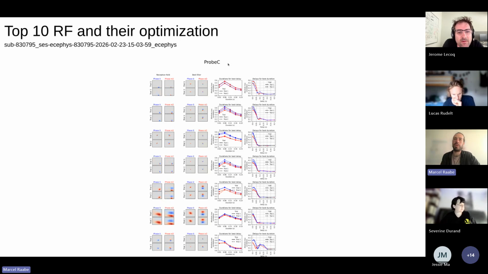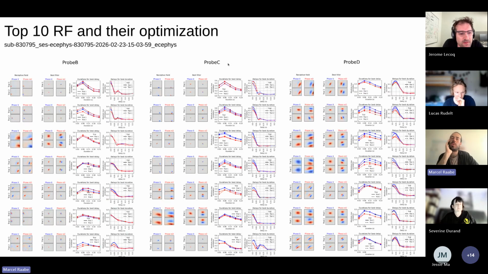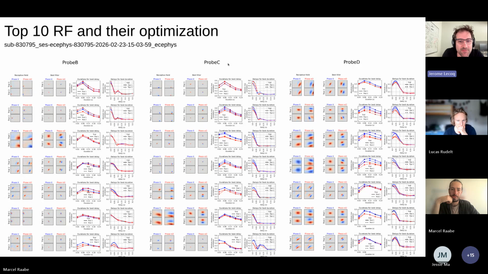So this is for probe C, and I do this kind of analysis for all probes, but here I'm showing also probes B and D, which should also be targeting visual areas. Just a comment: we should thank Sophie, who pushed us to double the number of zero, because it's clearly helpful here.